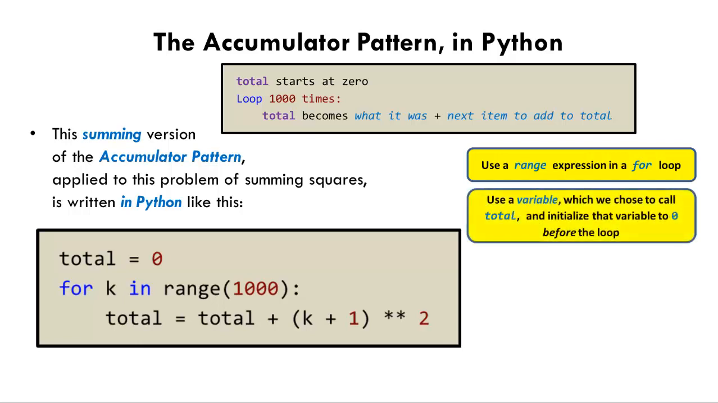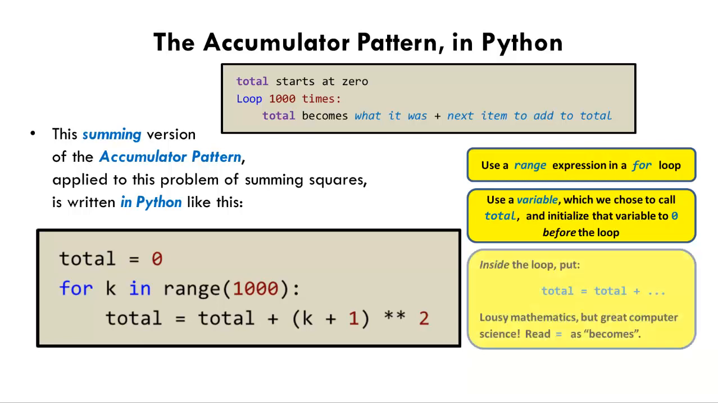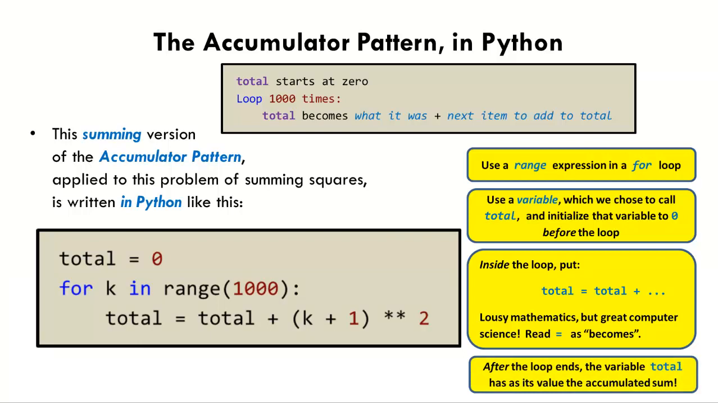Second, we used a variable, which we chose to call total, and we initialized that variable to 0 before the loop. Third, inside the loop, we wrote a very strange-looking statement. Total equal sign, total plus some stuff. The key is to read that as total becomes what total was plus some stuff. Read that way, it makes perfect sense. Thus, when the loop ends, the variable total has as its value the accumulated sum.